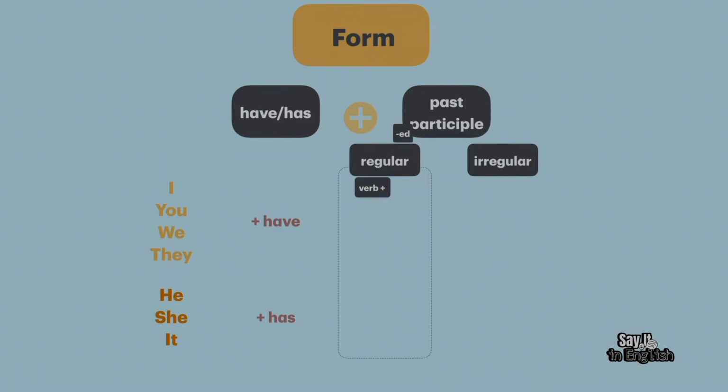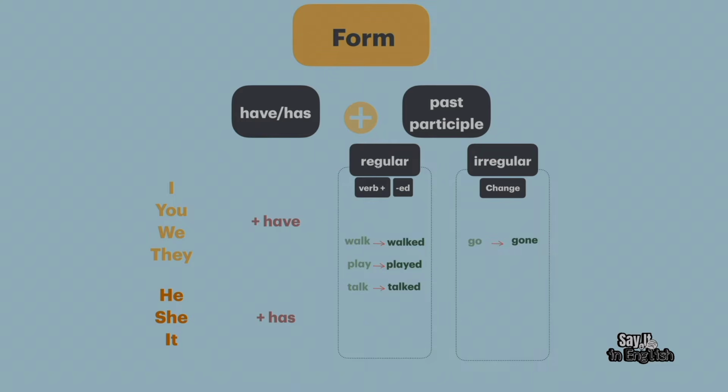Regular is formed by adding ed to the base form of the verb. For example, past participle of walk is walked. Play will change to played. And talk is talked. Irregular is formed by changing the verb in a non-standard way. For example, past participle of the verb go is gone. Write will change to written. And eat is eaten.